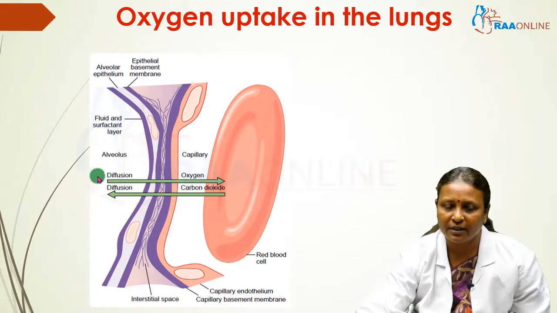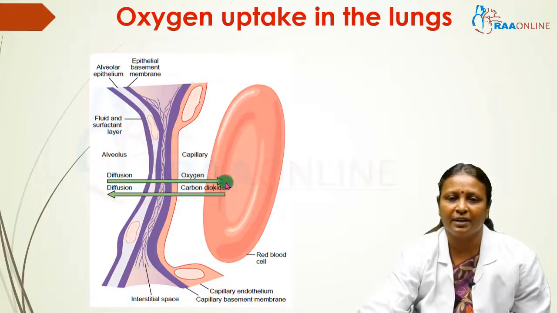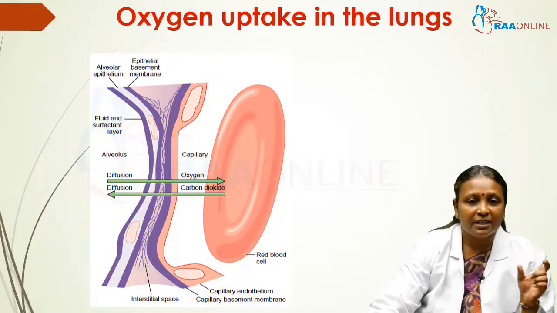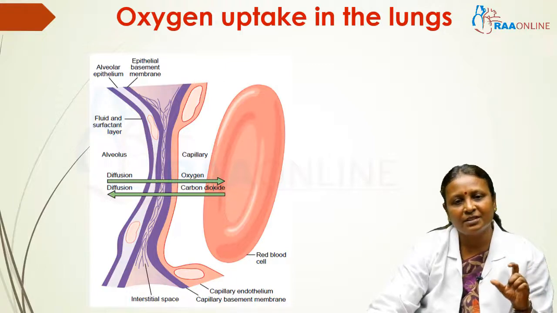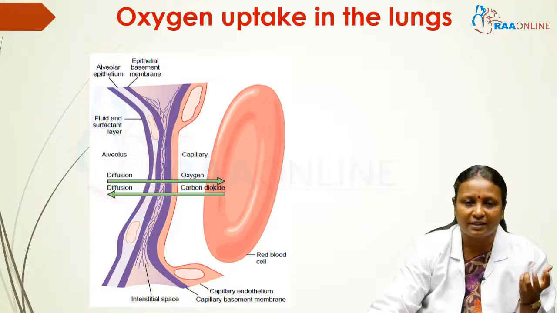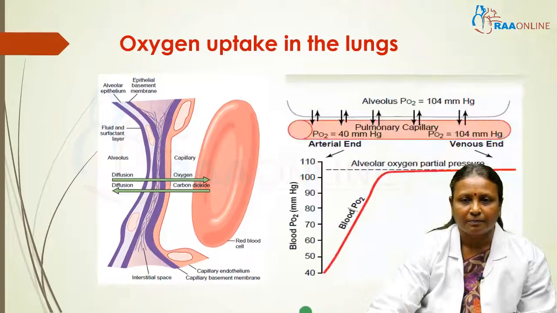What factors will decide the diffusion? You have the partial pressure difference across the membrane, which favors diffusion of oxygen from the alveoli into the capillary, and diffusion of carbon dioxide in the reverse direction. The surface area: when the surface area of the alveolar capillary membrane is more, again the diffusion is more. The thickness of the membrane will have an inverse relationship with the diffusion, and the diffusion capacity of different gases will play a very important role in oxygen uptake in the lungs.